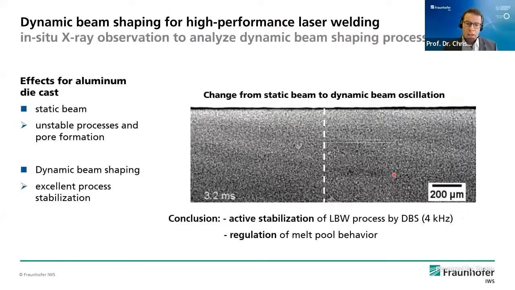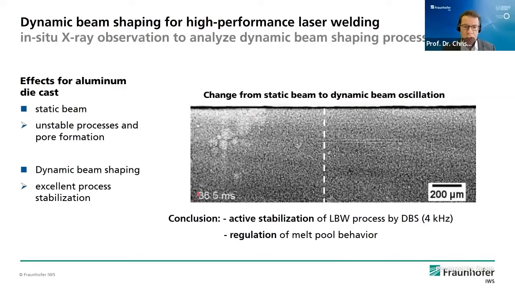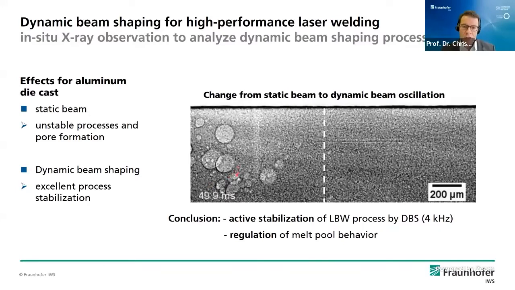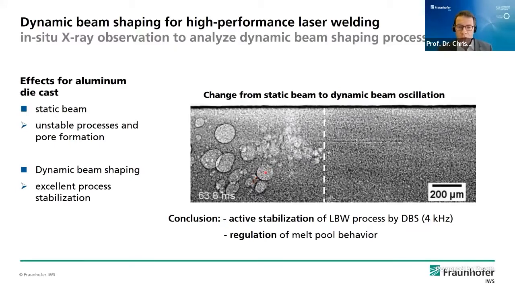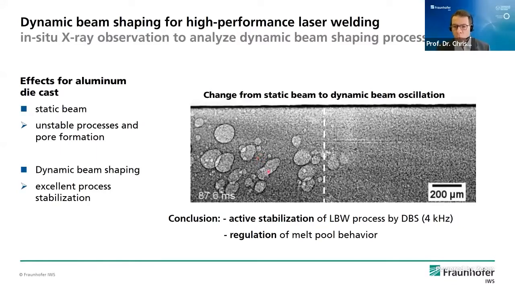So looking at dynamic beam oscillation or dynamic beam shaping in more detail, this video here says more than 1,000 words, I believe. So what you can see here is in cross-section an observation of the melt pool and the formation of bubbles. On the left-hand side is the conventional process where you have a lot of gas bubbles developing during the processing, and they will be entrapped in the weld seam and they will leave us with porosity.